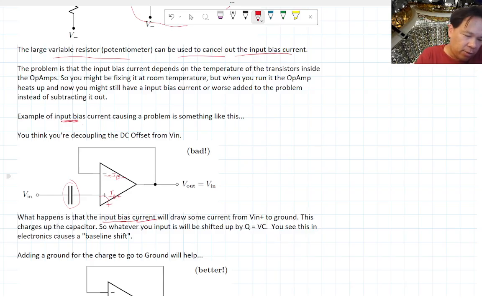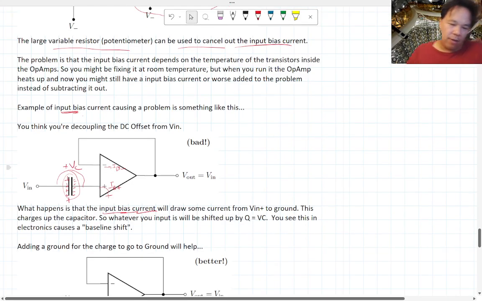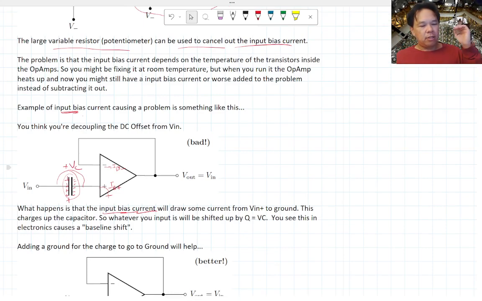As it starts to draw current, your positive charge is leaving here, so you start developing a negative charge here. Whatever happens on one side of the capacitor, the opposite charge will develop on the other side. Now you basically have a positive delta V across this capacitor. You just made a little voltage source here. And this builds up over time, because this input bias current is so small, but it's happening all the time.